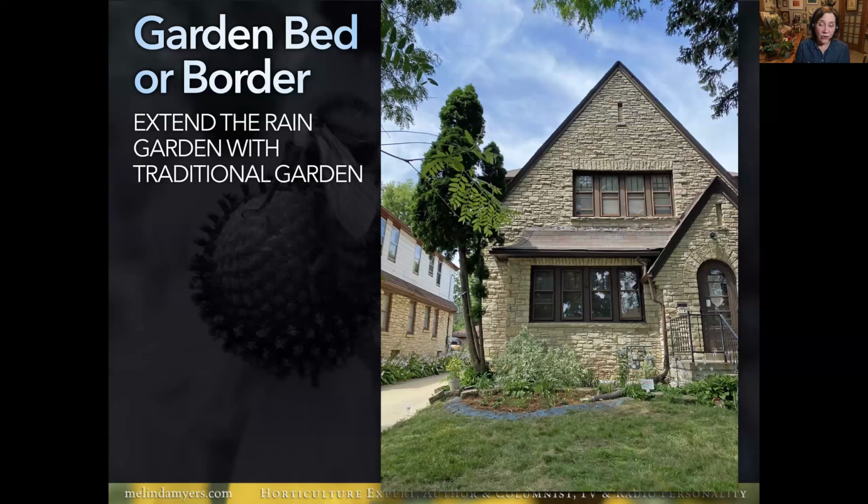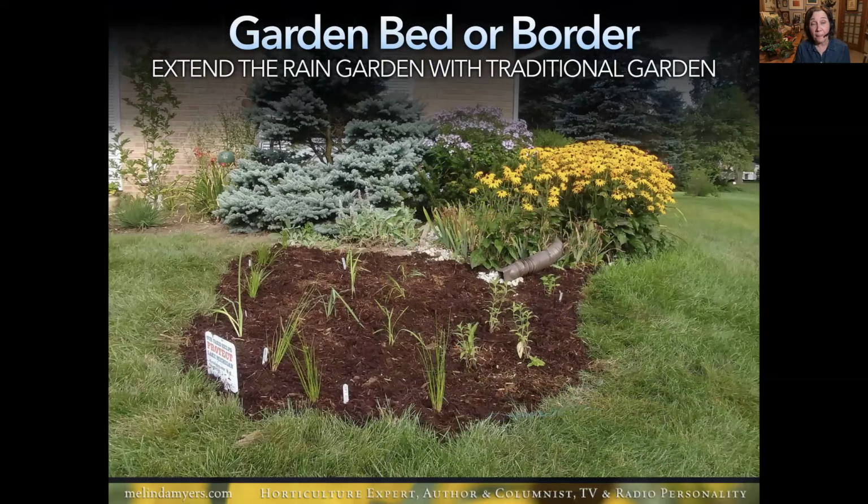Now, when you're planting your garden, you may want to extend the beauty by having your traditional foundation planting as the backdrop and then your rain garden in front of that. And that's another way to extend that beauty. So your rain garden looks like it's part of your foundation planting, but it's got that separation and that distance you need from your home.